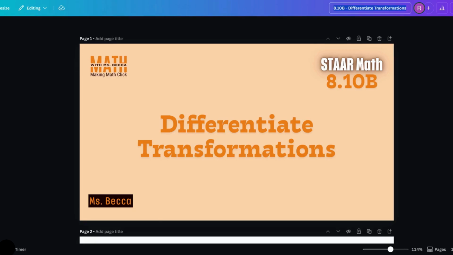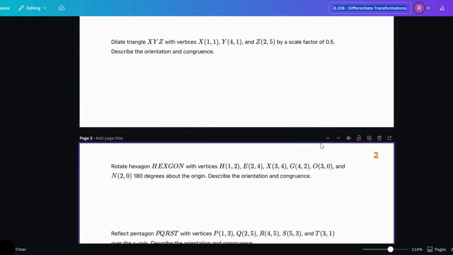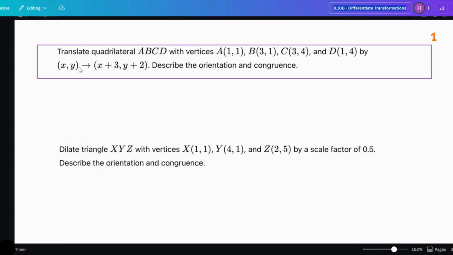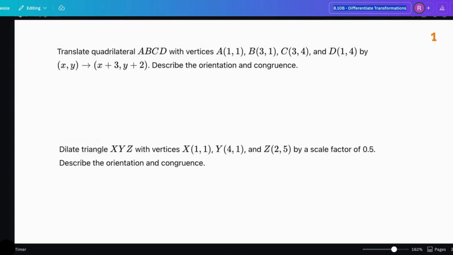Let's solve some STAAR grade 8 math questions on differentiating transformations. Let's take a look at this first question. This question says translate quadrilateral ABCD with vertices as listed there by x plus 3, y plus 2. Describe the orientation and congruence. Translation means we are either adding or subtracting. We've been told x plus 3 and y plus 2.